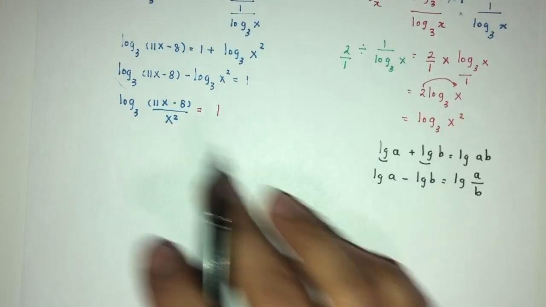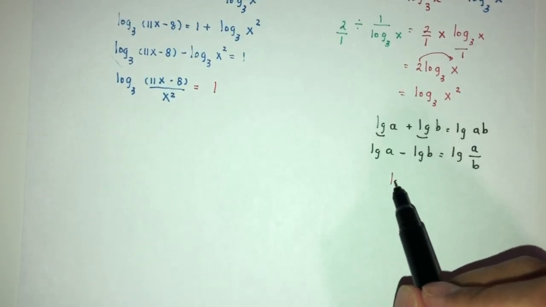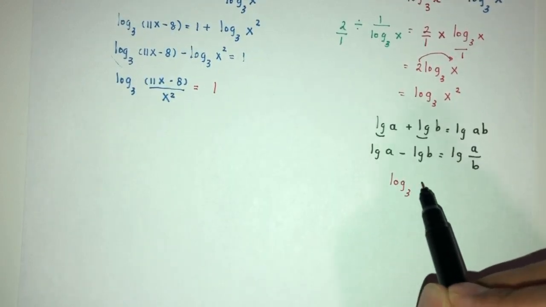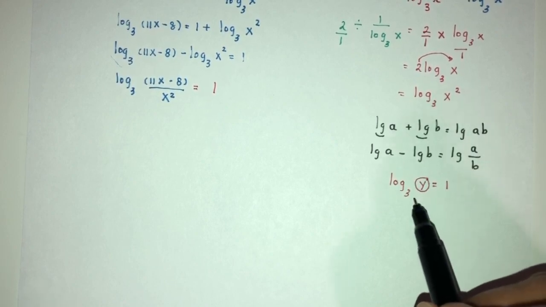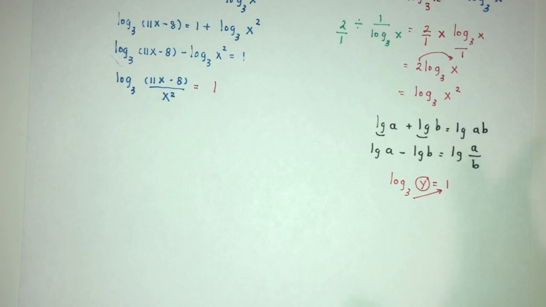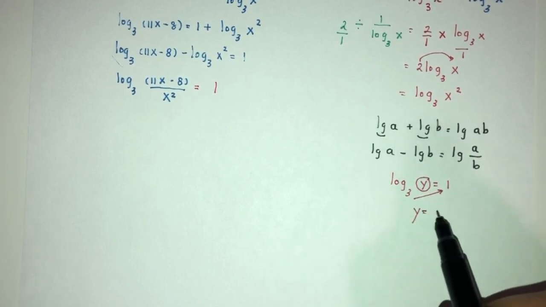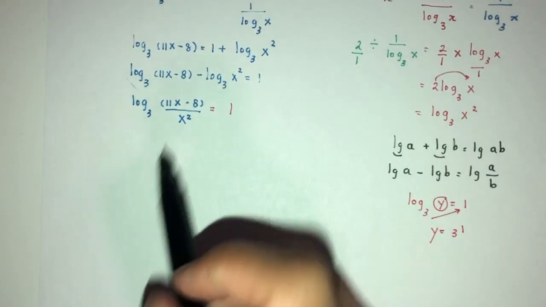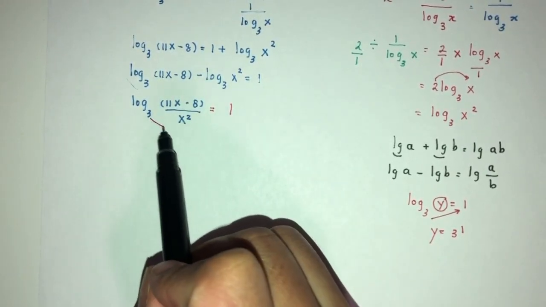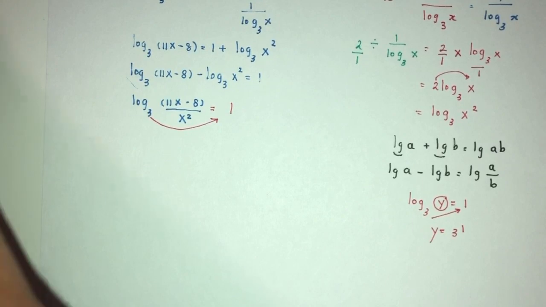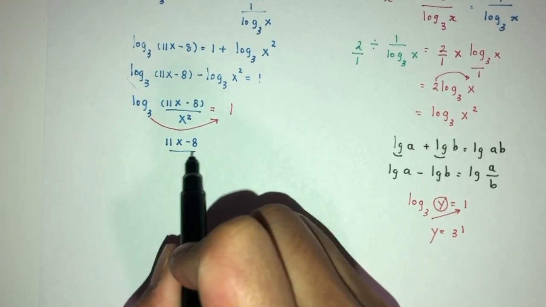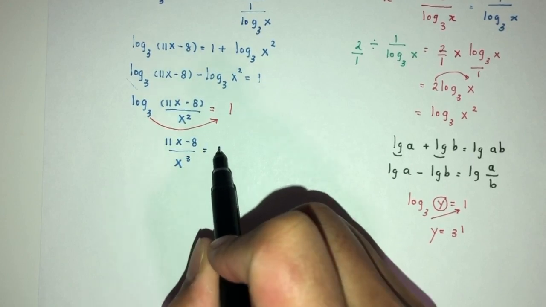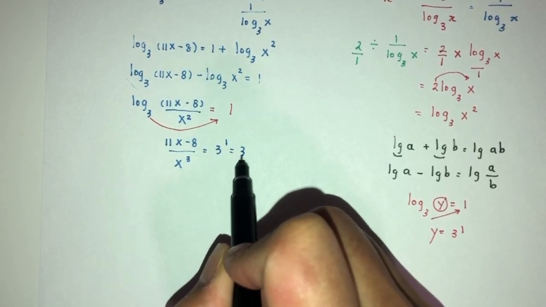Now simplify. For example, here you have what? Let's say we have log base of 3, let's call this y equal to 1. Now to find the y, I will have to send the base over here. That's how you simplify a log function. So y will become 3 power 1. So same reasoning. To get the value inside, I have to send the base over here. So this is what we do. So you will get 11x minus 8 over x squared becomes 3 power 1, which is just 3.